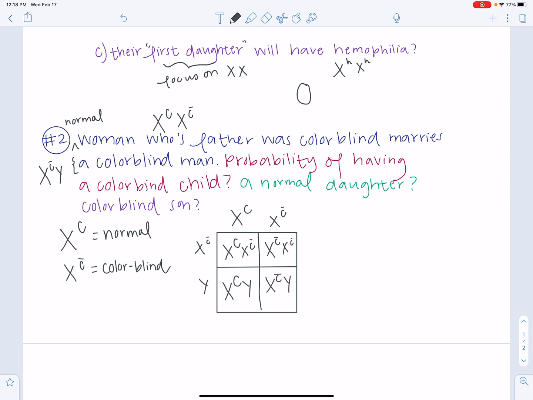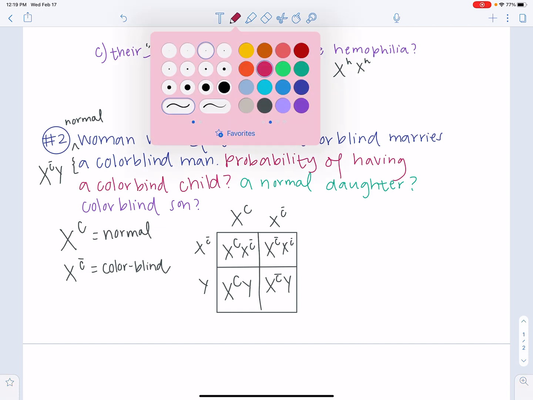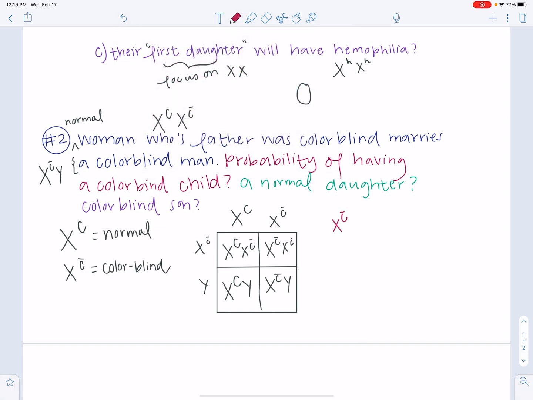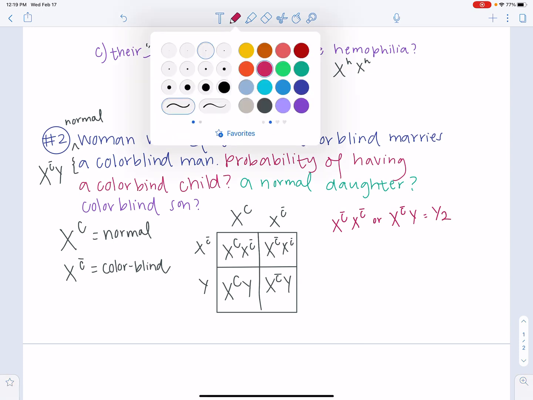The first one asks the probability of having a colorblind child. With that one, we're looking for the genotypes XcXc or XcY, so a colorblind female or a colorblind male. We would see that that happens in 1/2 of our Punnett square. So that's a 1/2 probability.